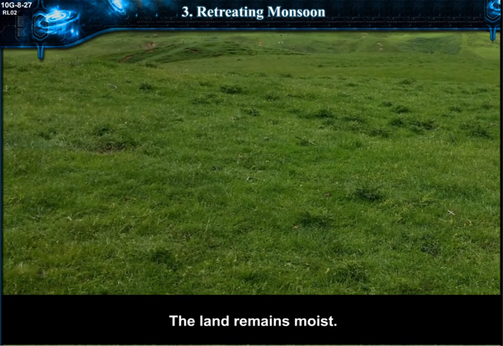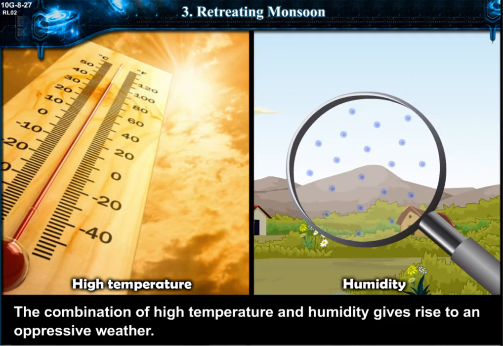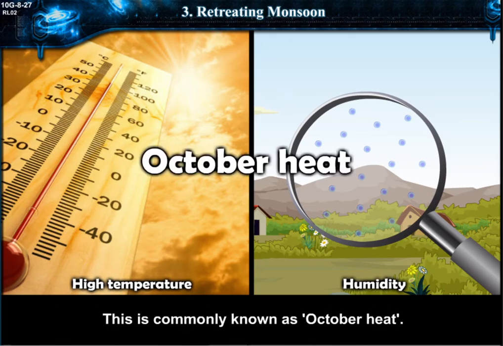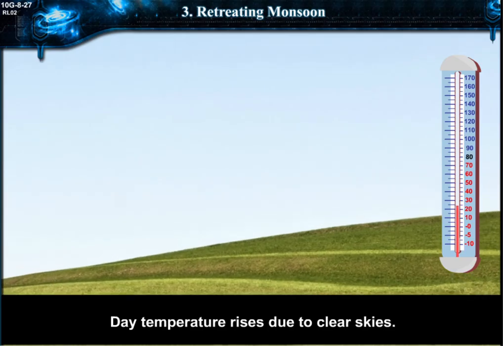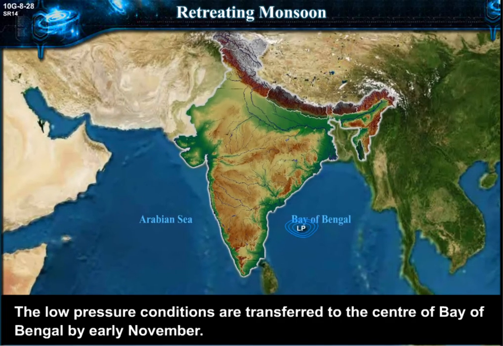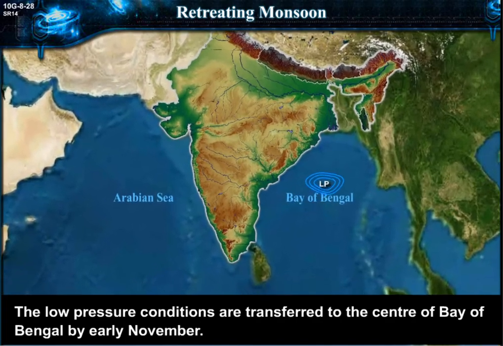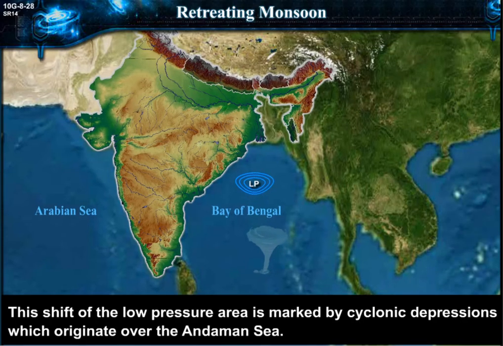The land remains moist. The combination of high temperature and humidity gives rise to an oppressive weather. This is commonly known as October heat. Day temperature rises due to clear skies. The low pressure conditions are transferred to the center of Bay of Bengal by early November. This shift of the low pressure area is marked by cyclonic depressions which originate over the Andaman Sea.